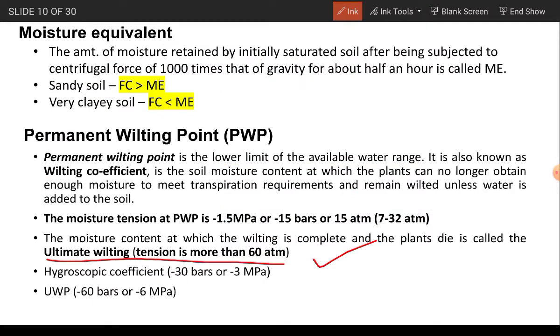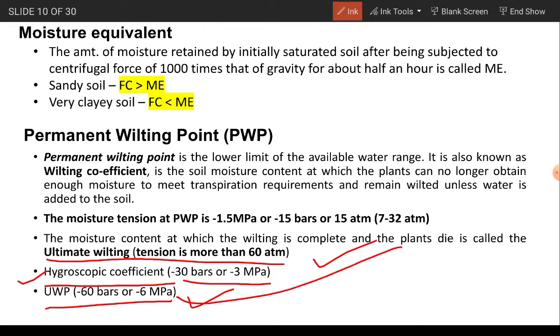As we discussed, hygroscopic coefficient, what is the value? Minus 30 bar to minus 3 megapascal. At ultimate wilting point, minus 60 bars.